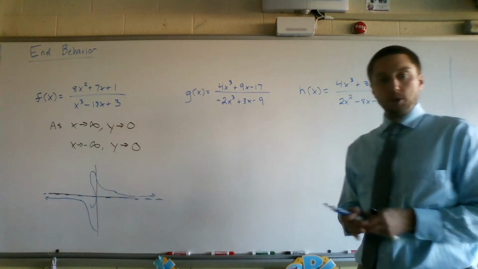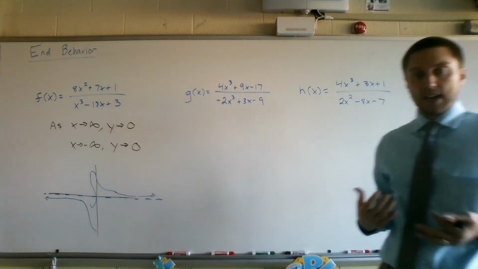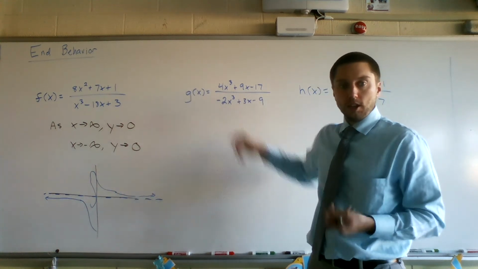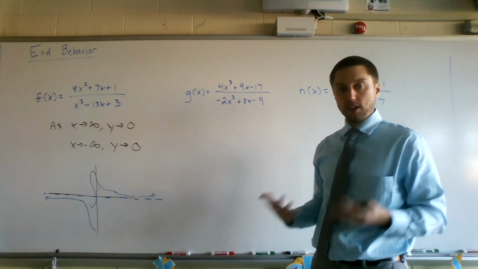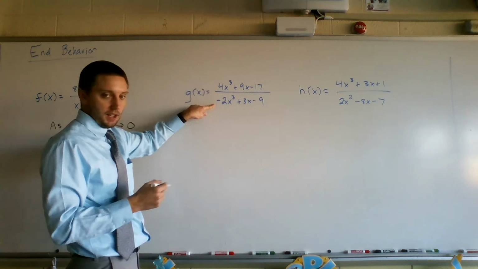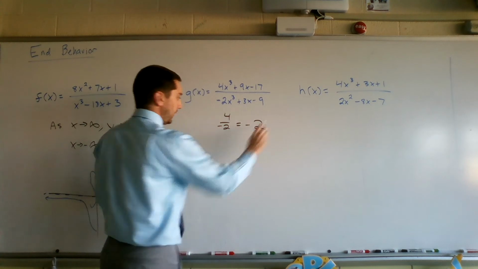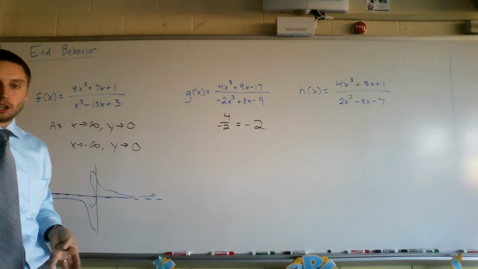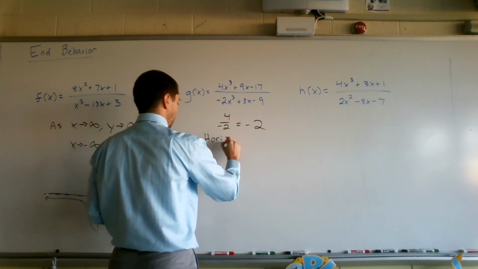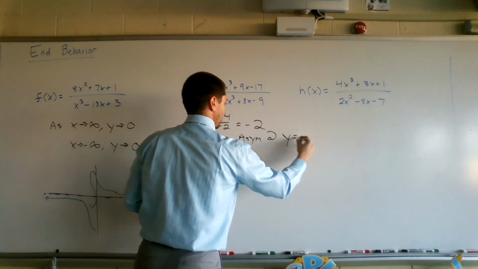So what do I do if I have a function that's balanced? If my function is balanced, I'm going to look at the terms that dominate. So 4x cubed over negative 2x cubed. And more specifically, I'm going to look at the leading coefficients. So my leading coefficient here is 4 and negative 2. So negative 2 is where my horizontal asymptote is going to be here. So let me write that down. So I have a horizontal asymptote at y equals negative 2.